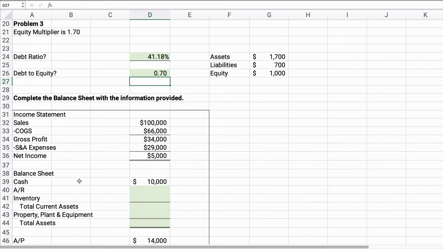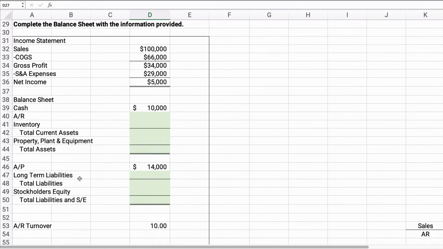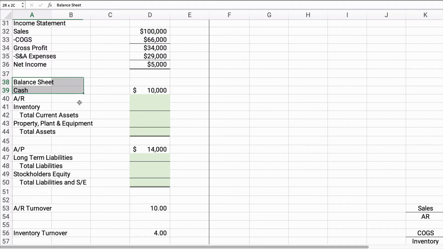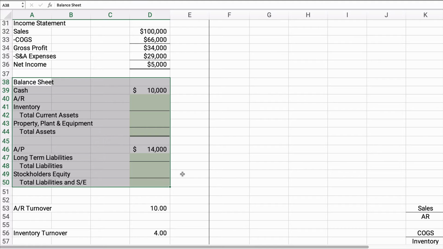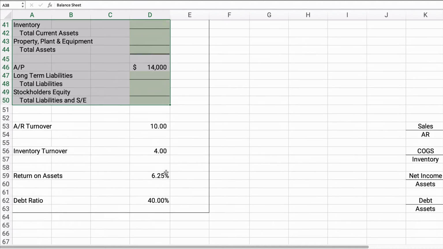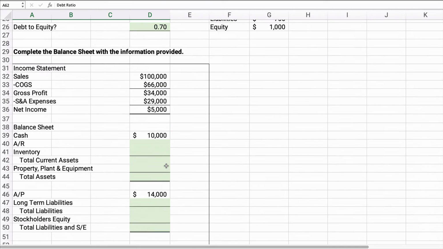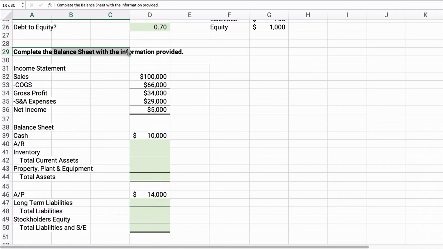All right, new type of problem. Let's say we have given information. We have the income statement here, and we're missing a lot of information on the balance sheet. Okay? We also know a few things. We know the accounts receivable turnover is 10. The inventory turnover is 4. The return on assets is 6.25. And our debt ratio is 40%. So here's our assignment. Just complete the balance sheet. Just plug in all the numbers on the balance sheet. I think this is a really, really good problem to help you think and make sure you know what's going on.